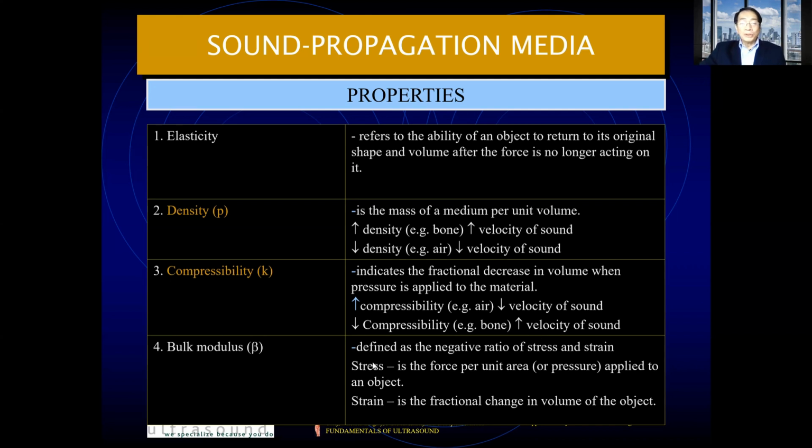The bulk modulus is defined as the negative ratio of stress and strain. Stress is the force per unit area, or pressure, applied to an object, while strain is the fractional change in volume of the object. So pretty much, bulk modulus is the ratio of the force or the pressure applied to the object compared to the strain, which is the compressibility of the object.